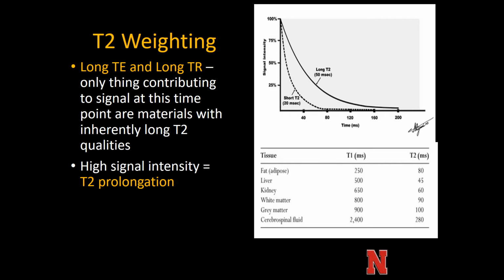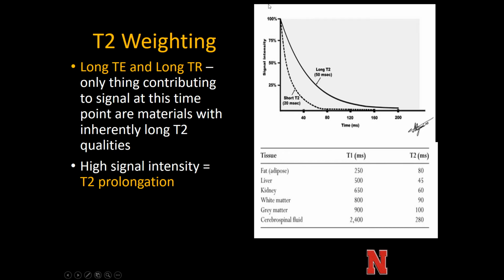So T2 weighting, basically they have a long TE and a long TR, so that the main thing contributing to signal at this time point are materials with inherently long T2 properties, which are CSF, gray and white matter. Fat has relatively higher T2 times compared to liver and kidney, although not nearly as long as CSF, of course. The high signal intensity is called T2 prolongation. So again, if you want to intimidate others and sound smart and be a jerk, instead of saying T2 bright or T2 hyperintense, you can say such and such abnormality causes T2 prolongation.